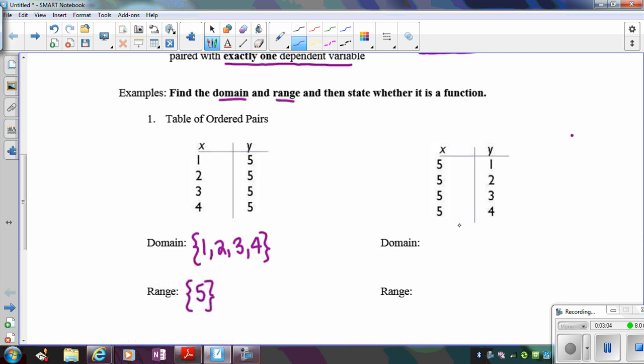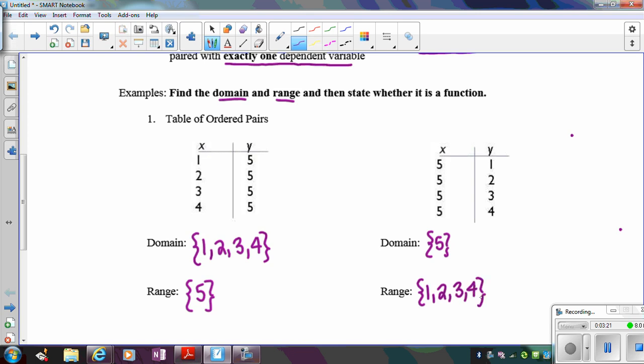When I look at this one, my only input is 5. Even though it's listed multiple times, it's still the same number. So that's the only input. And for the range, I have all 4 different numbers, 1, 2, 3, and 4.